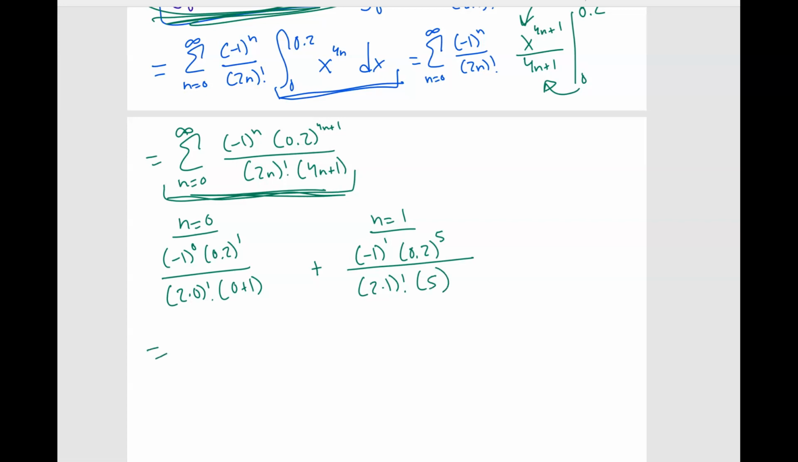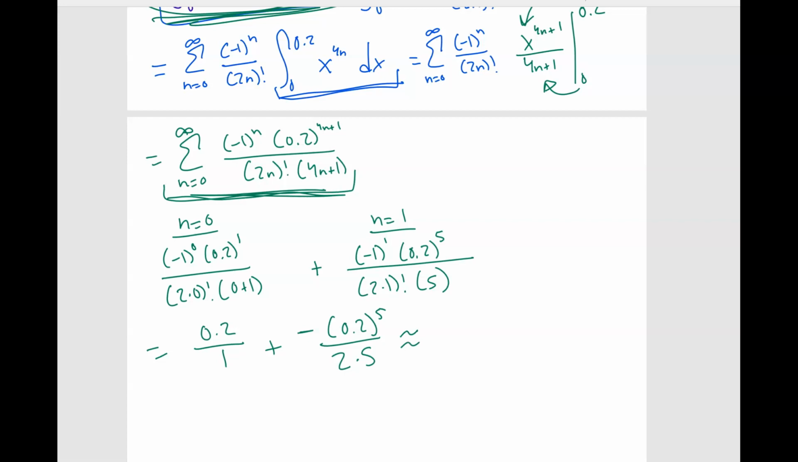Okay, so what is this going to give me? On the top, I'm going to get 0.2. Then you have a 1 and a 1. That's just going to give me over 1. This is going to give me a negative 0.2 to the 5th power. This is going to be 2 factorial, which is just 2 times 5.